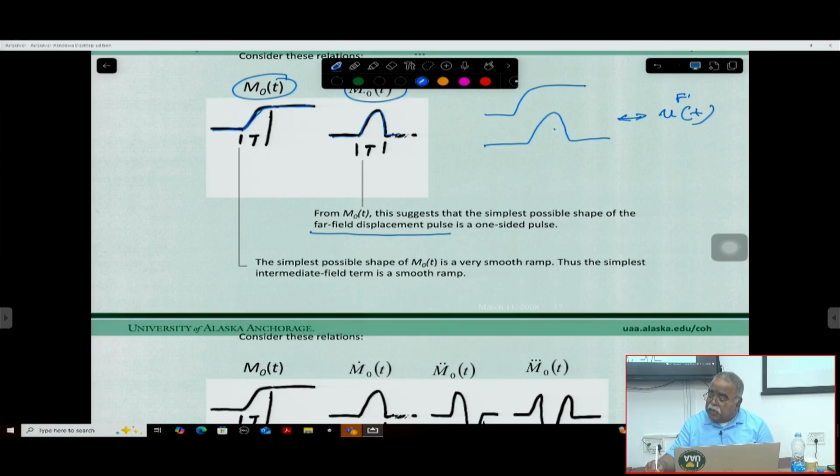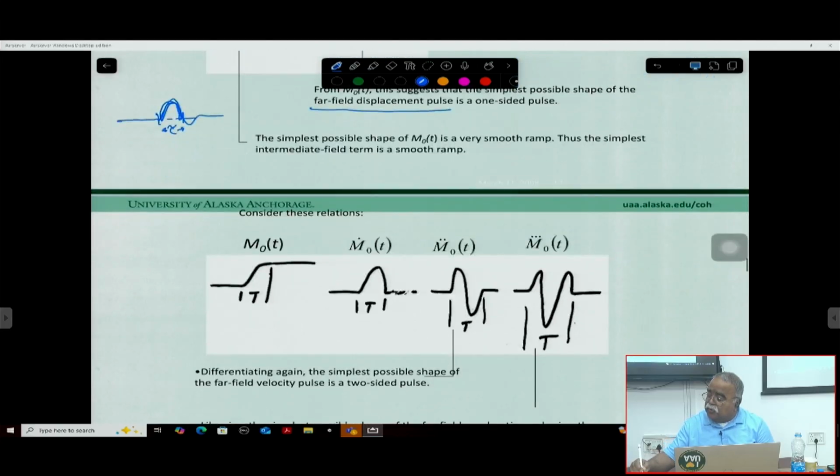So that means if you see a record, and in that record the displacement pulse looks like this, then you will be seeing that this is basically your tau. So that means that will be like this, right? So if you see that this is your M0 t, then it will be like this. So then M dot t will be like this. So this is your displacement pulse, the far field displacement pulse.